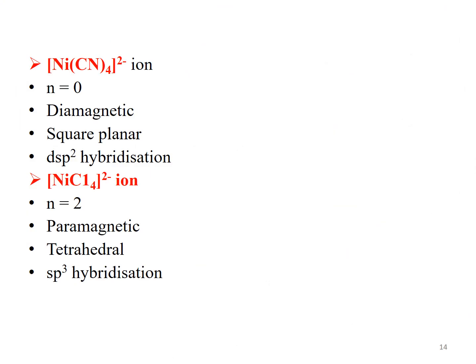In a nutshell, tetracyanonickelate has a number of unpaired electrons equal to 0 and it is diamagnetic and its geometry is square planar and mode of hybridization is dsp2, while tetrachloronickelate has two unpaired electrons and it is paramagnetic and its geometry is tetrahedral and mode of hybridization is sp3.